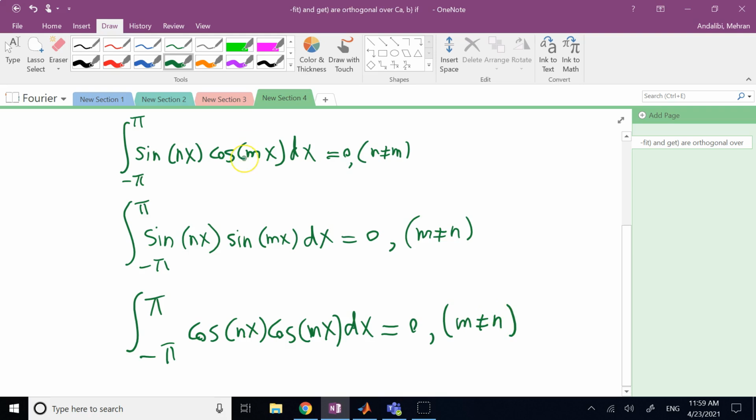So that's why we say that sine and cosine functions are orthogonal to each other in the interval of negative pi to pi. And this orthogonality makes them suitable for being what we call the basis for the Fourier series, so that we write everything based on them. That's one of the reasons they picked them.